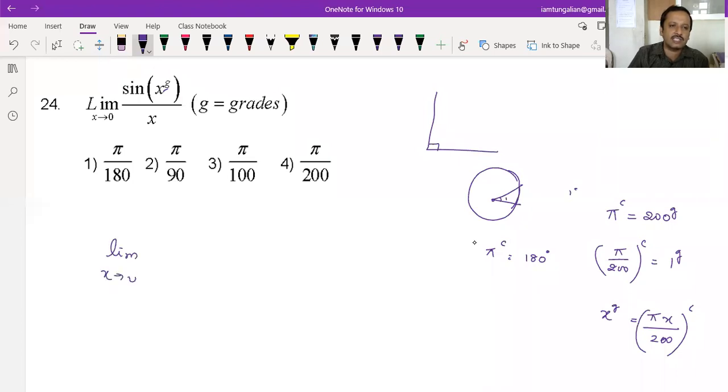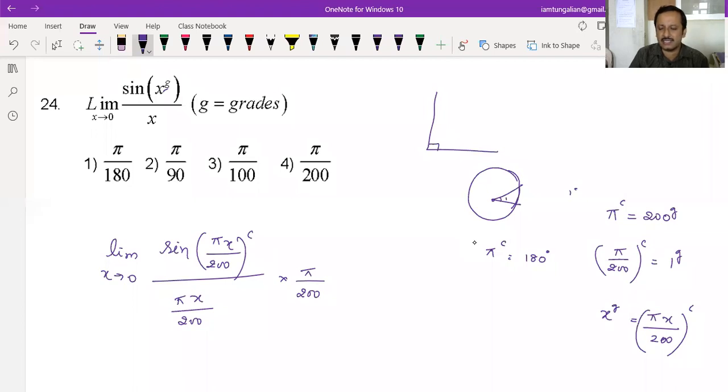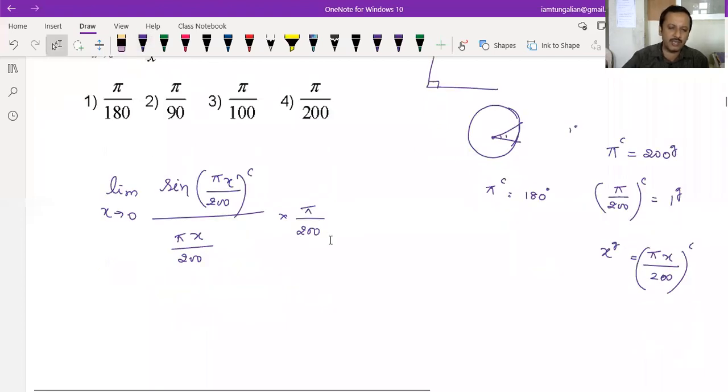So that will give you limit x tends to 0, sine of that x grade, which can be written as pi x by 200 radians, divided by x. This x is there, no? Here sine theta is there in the numerator, means we want theta in the denominator. Here we have pi x by 200, and here we have only x. So multiply and divide by pi by 200. As theta tends to 0, sine theta by theta is equal to 1. When x approaches 0, this pi x by 200 also approaches 0. So sine of pi x by 200 divided by pi x by 200 becomes 1, into pi by 200. That is equal to pi by 200, which is the fourth option.